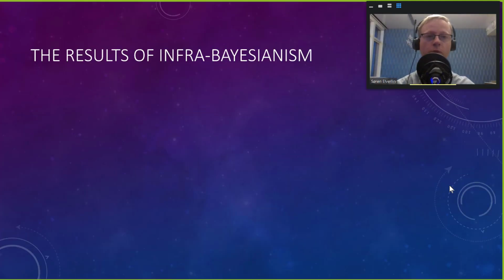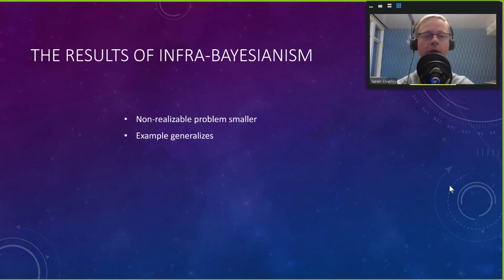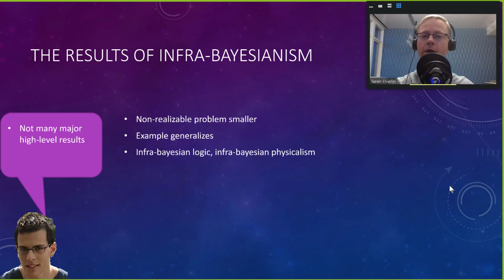So in total, what are the results of Infra Bayesianism? We have certainly made the non-realizable problem smaller. It does seem to be a substantial step towards solving that. And the example that David provides generalizes, and I think that's very likely. There is also something called Infra Bayesian logic and Infra Bayesian physicalism that is not mentioned in this text.